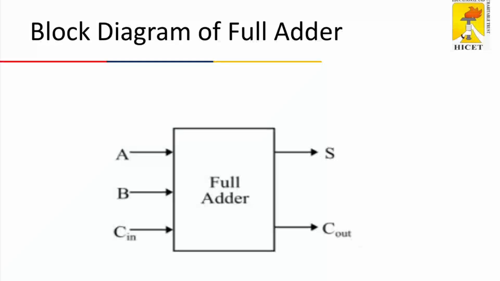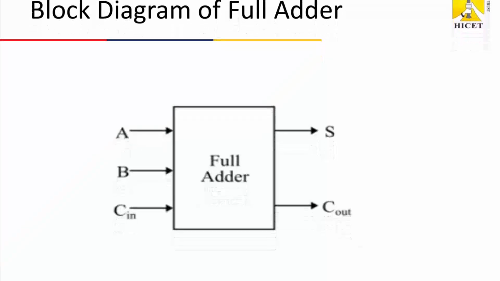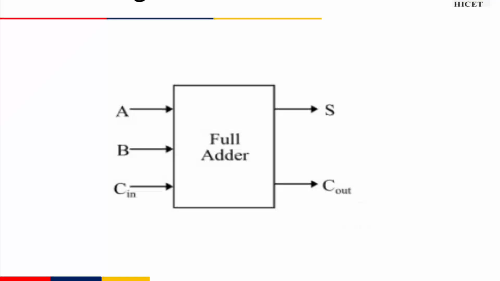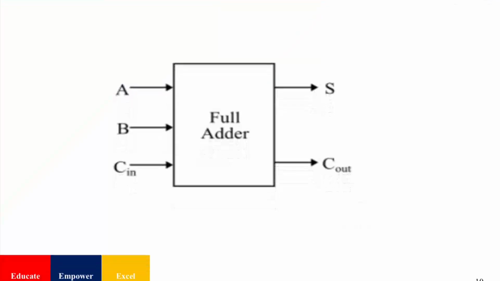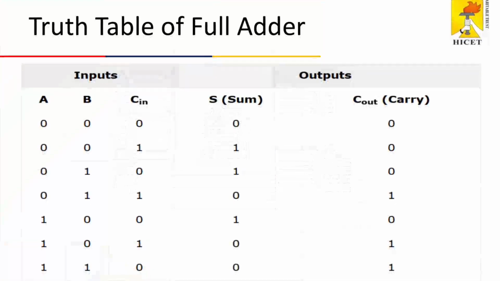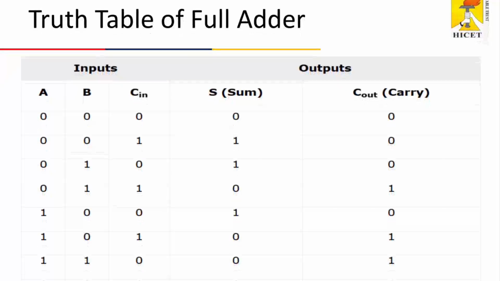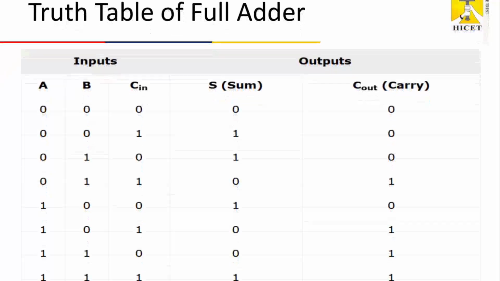Here is the block diagram of a full adder. As you can see, the three inputs A, B and Cin go into the full adder circuit. The outputs are sum and carry out. This carry out is then typically fed into the next stage if you are doing multi-bit binary addition. Now let's understand the full adder truth table with a couple of examples. Take the first row where A equals 0, B equals 0, Cin equals 1.